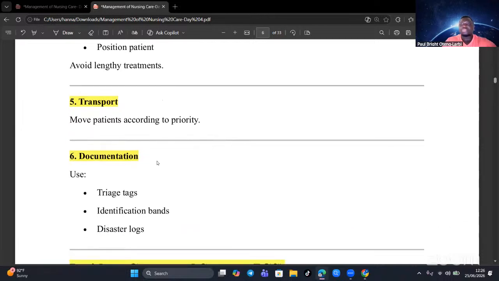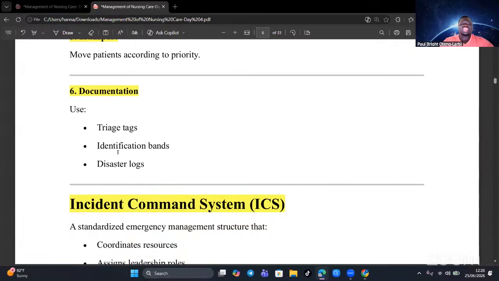Then documentation. When they bring the red guys and the yellow guys to the hospital, the OPD or the emergency people will be looking for which of them has a severe issue, or they will look at the tags, the triage tagging, the identification or the disaster logs. So whilst they are taking care of them, they are doing the documentation.